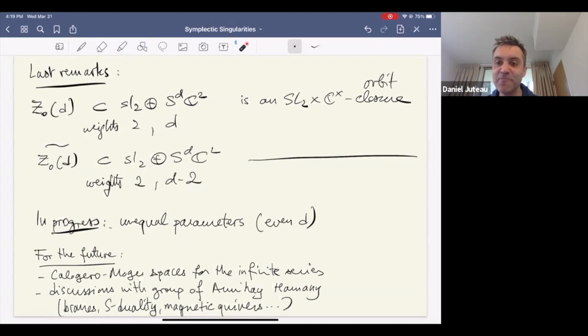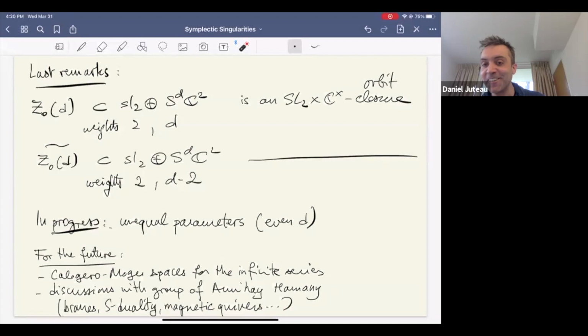But then talking with Antoine Bourget, who is in the group of Amihay and Anne, he asked me, okay, what is the Hilbert series? And so we could see, you know, okay, it was not true. But at the same time, they were also working on singularities in the affine Grassmannian. Now their paper is on arXiv. I gave them the Hilbert series of our singularity. And in 48 hours, they could come up with a magnetic quiver which describes it.